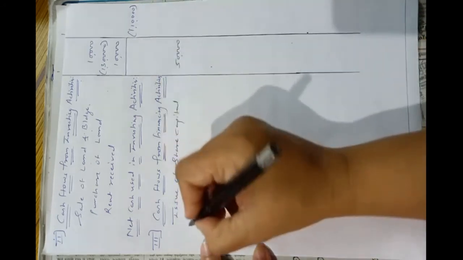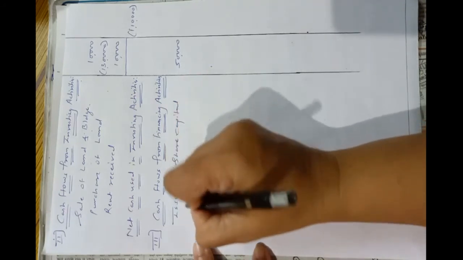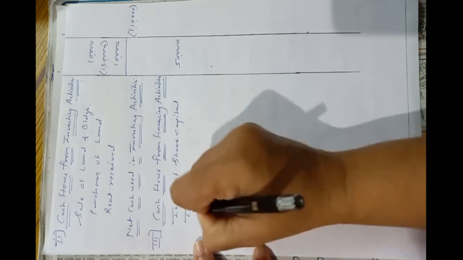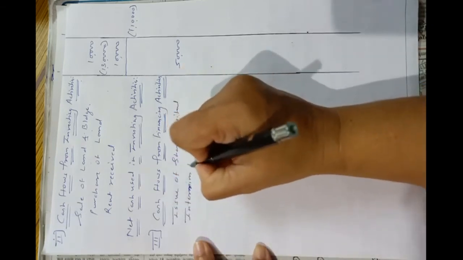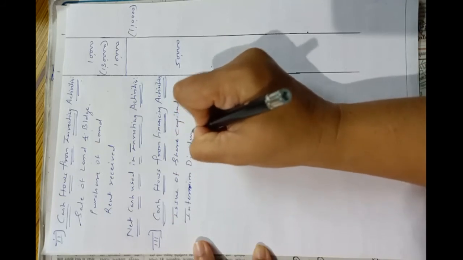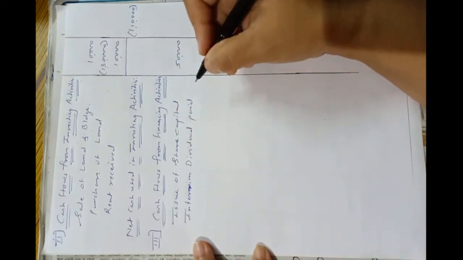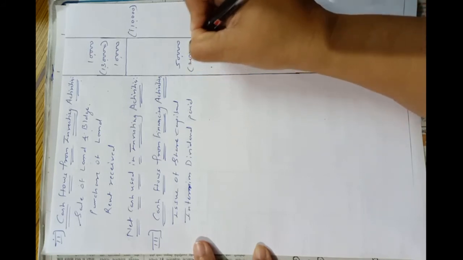Now final dividend paid and interim dividend paid. So interim dividend paid given is rupees 20,000, so negative 20,000.